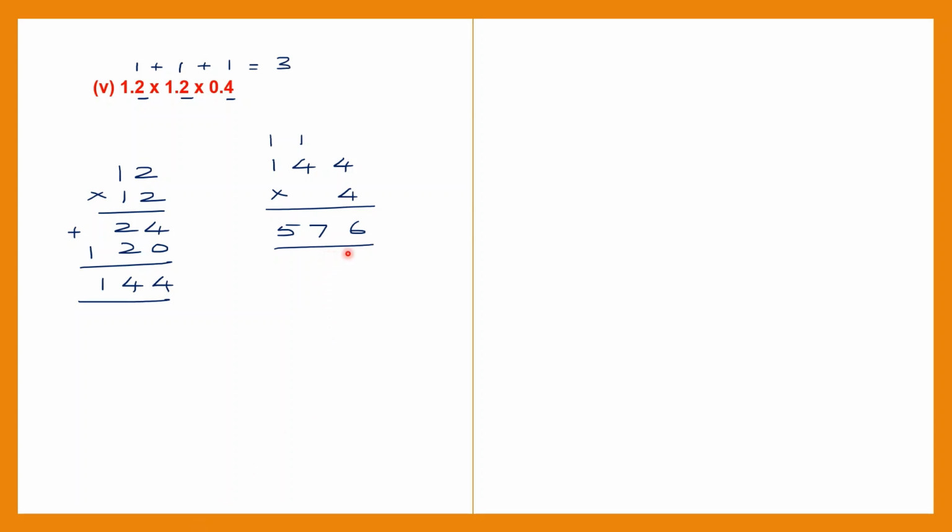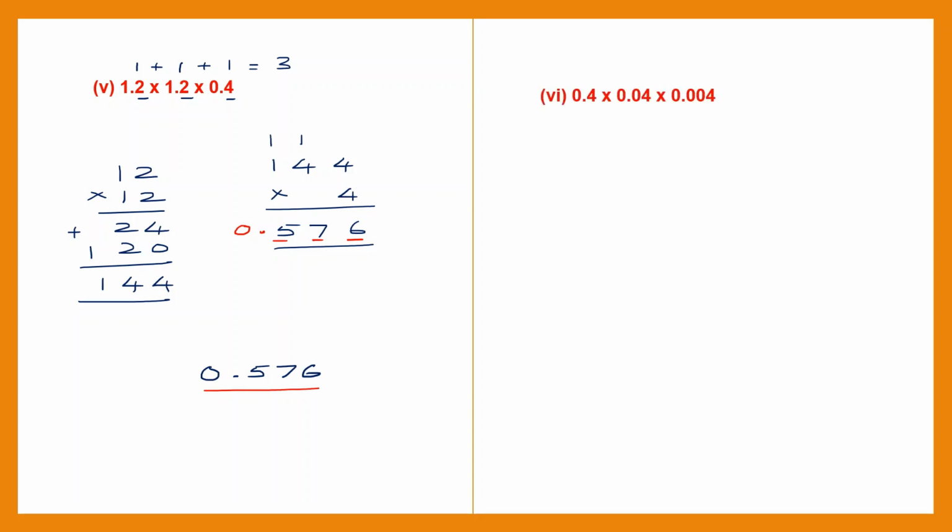There are 3 decimal places. So our final answer also should have 3 decimal places. So we need to put a point and there should be 3 numbers after that. So let's move from the right to the left 3 places. 1, 2, 3. Put the point 0. So what is our answer? 0.576. Do we have 3 decimal places? Yes, 1, 2, 3. So this is our answer.